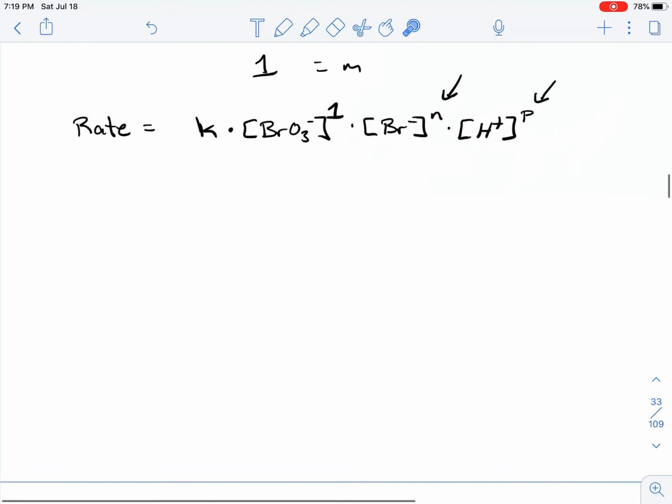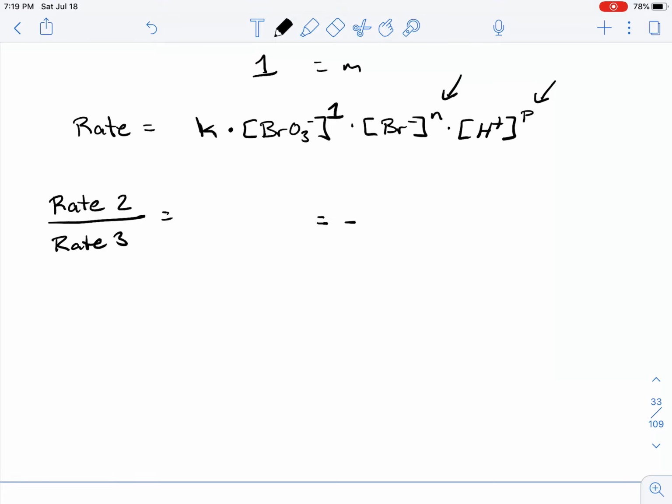And so the initial rate of experiment 2 over the initial rate of experiment 3 is equal to some number, and that's going to equal the concentration of bromide from experiment 2 raised to the n power, divided by the concentration of bromide from experiment 3 raised to the n power.